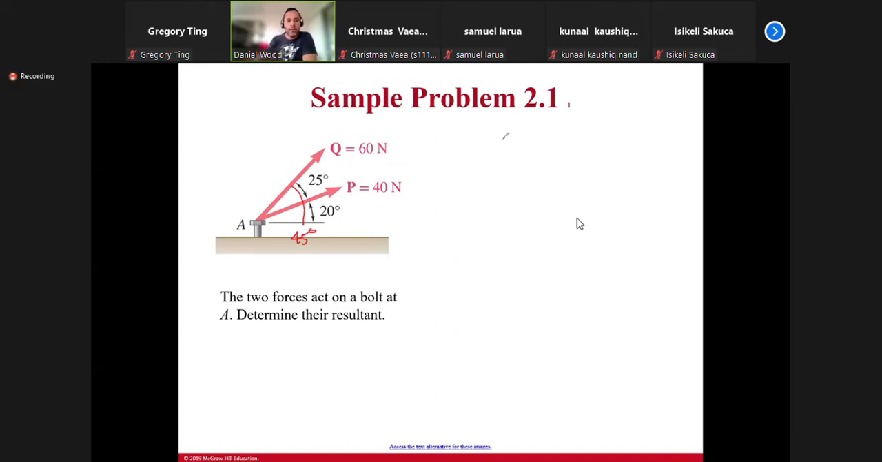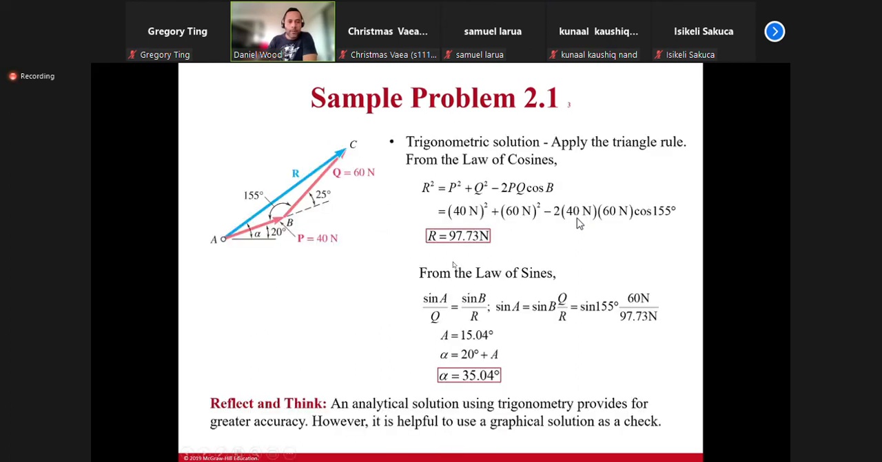Okay. So now we've got the trigonometric solution here. So we need to draw this together. So we have B, which acts at an angle of 20 degrees. Then we know that the line of action of Q is 25 degrees offset from the line of action of P. So you can see here's the line of action of P. So now I've got 25 degrees between that line of action and Q.